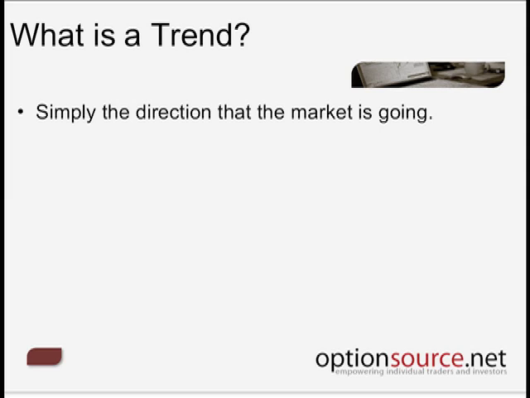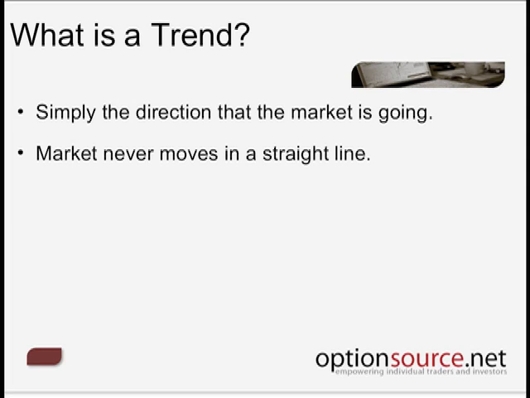We recognize that the definition of a trend is really simply what direction a market is going. So we can identify a trend in the equities market, in the commodities market, or in the currencies market. And what we're really looking at is the fact that a market never moves in a straight line. But if we can identify, and I use the term peaks and troughs because it's just a very simple way to illustrate my point.